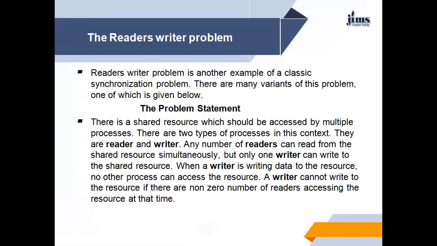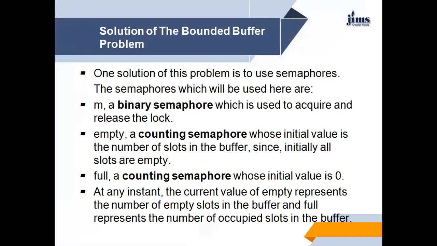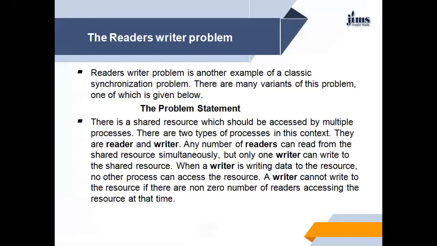So that was the producer consumer problem. Now the second problem is the readers writers problem. The readers writers problem is another example of a classical synchronization problem, and there are many variants of this problem, one of which is given below. I will just read the statement.